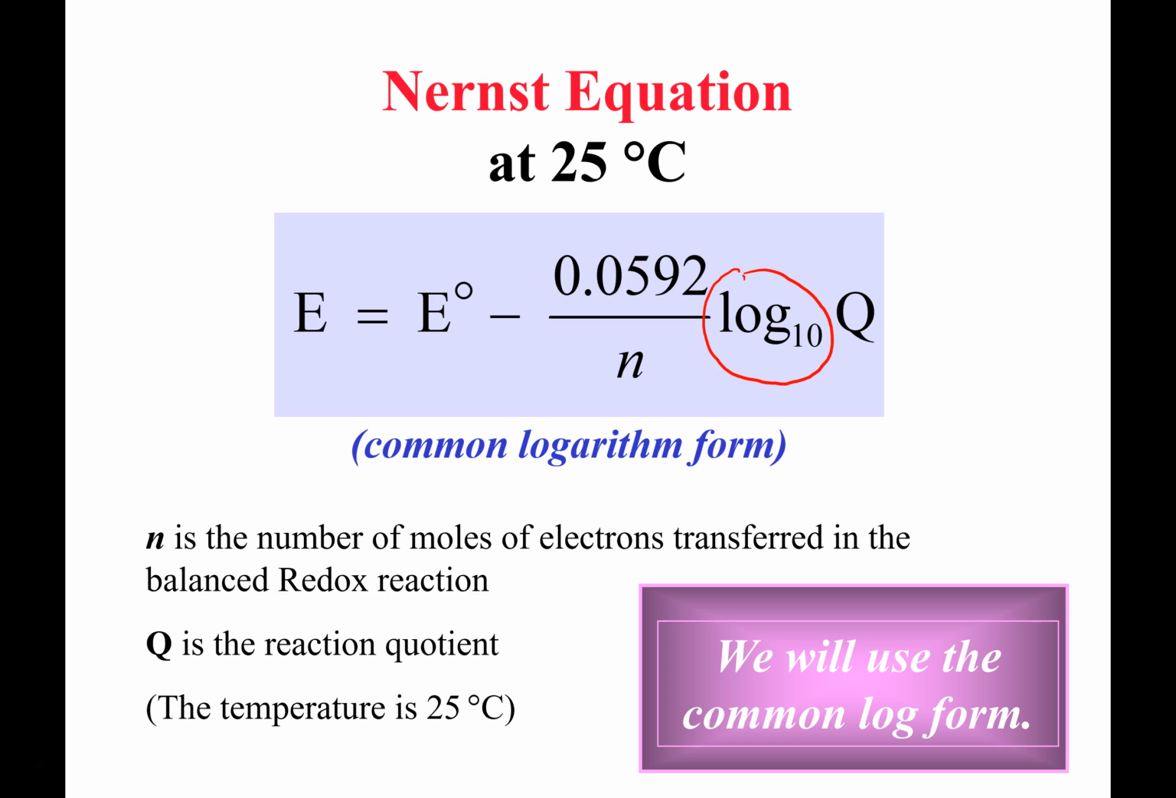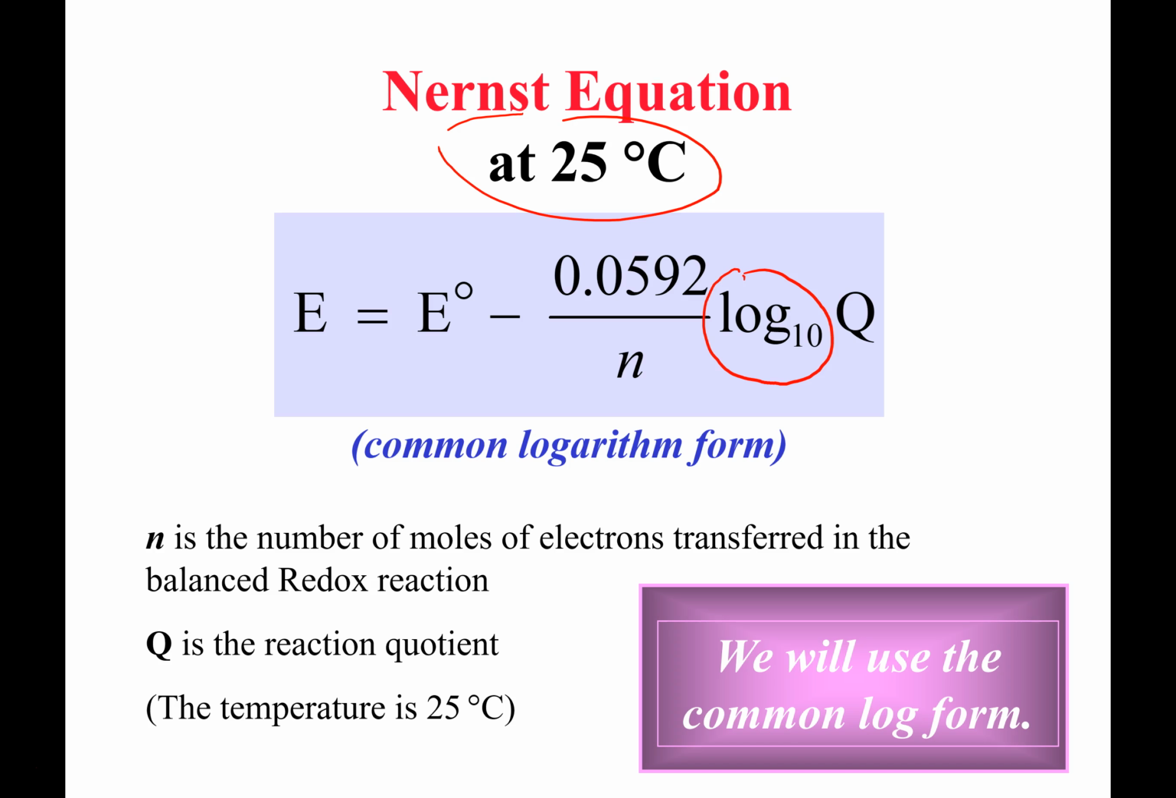So this value, 0.0592, actually came from plugging in R, the temperature at 25 degrees Celsius, or 298 K, and Faraday's constant. So this boiled down to this is what we're going to use for the next couple of problems. So what does it say?